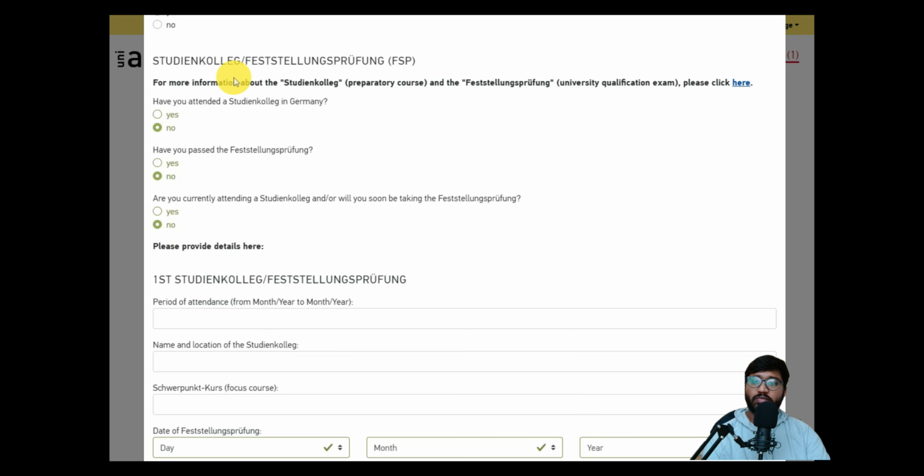Then usually you have to click on whether you are a student in college. This will usually be no if you are a person who has finished bachelor's in India and is applying for masters. This would be relevant to people who are applying for a bachelor degree and other courses where they expect the student college to be done in Germany. But as of now, we can click everything as no.